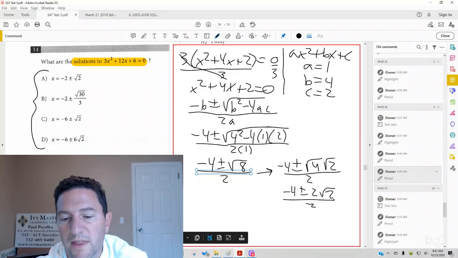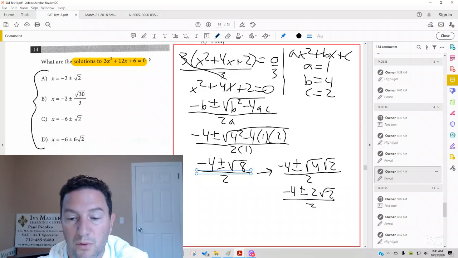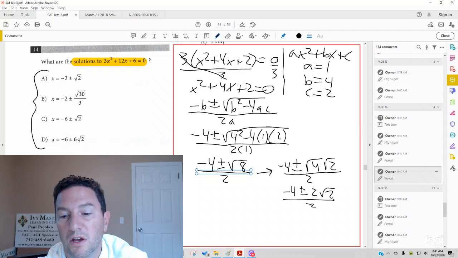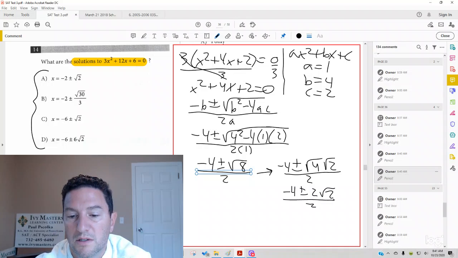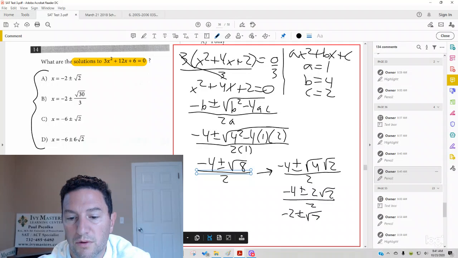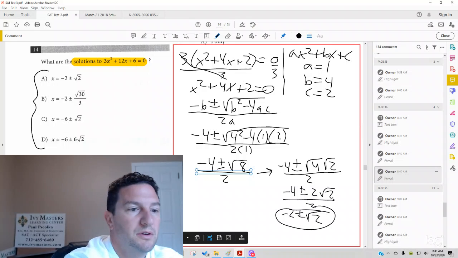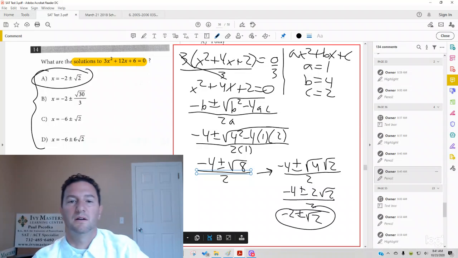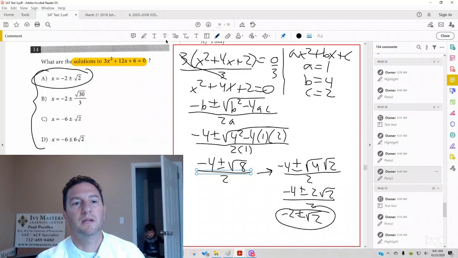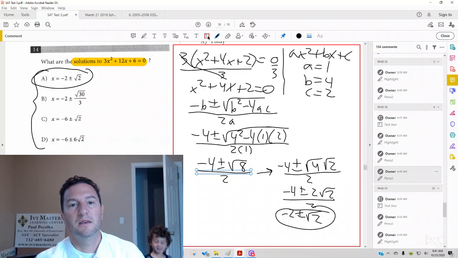Now keep in mind, when that's over 2, it's actually the same as negative 4 over 2 plus or minus 2 root 2 over 2. So in other words, every monomial has to be a factor of 2 in order for you to reduce here. So what you wind up with is negative 2 plus or minus the square root of 2. That is your answer. Negative 2 plus or minus the square root of 2. It's a. All right, now we're going to look at the next.